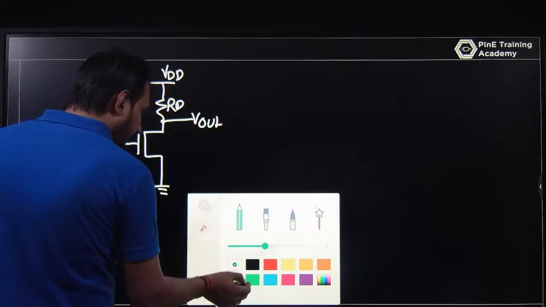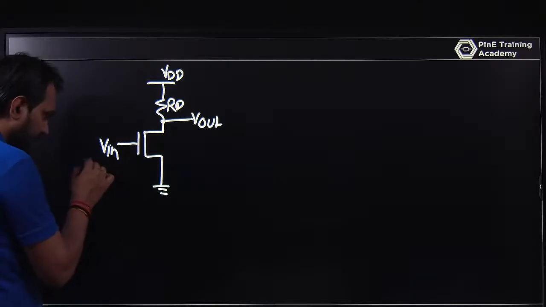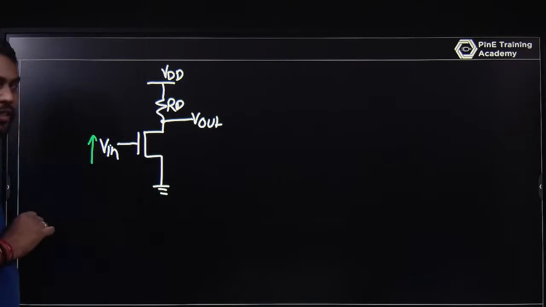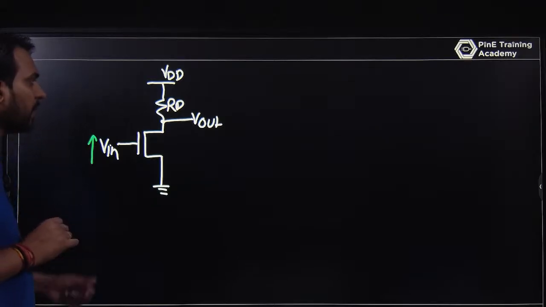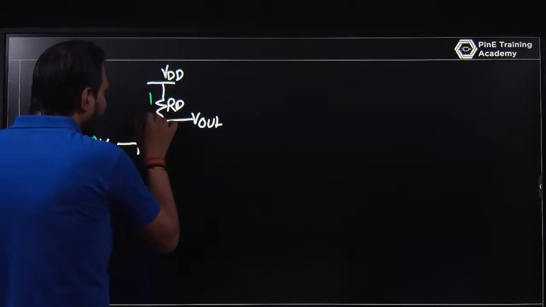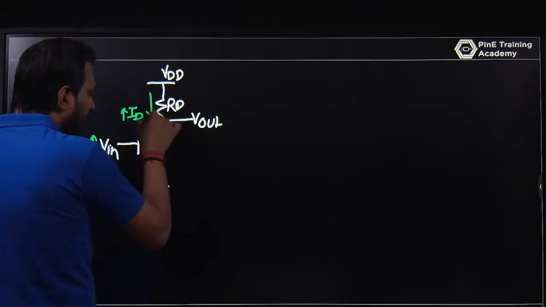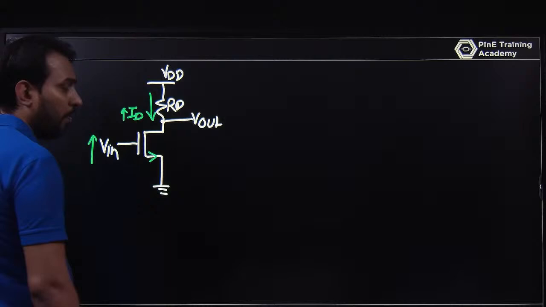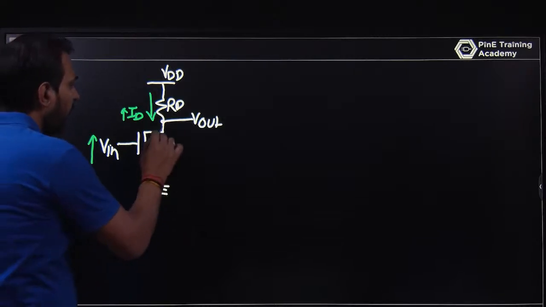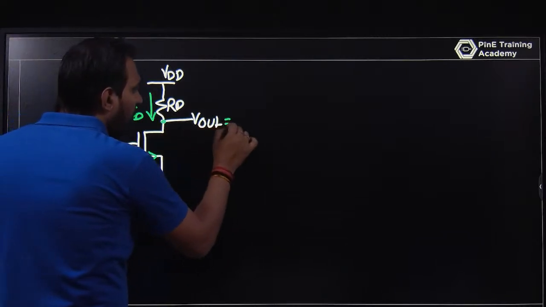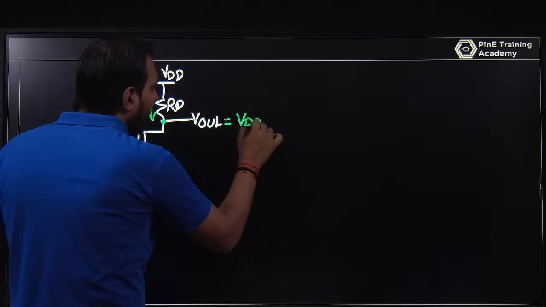So if the input voltage changes or increases, your drain current ID increases. The drain current through the MOSFET will increase. And what will happen at this node? Vout is equal to VDD minus ID RD.